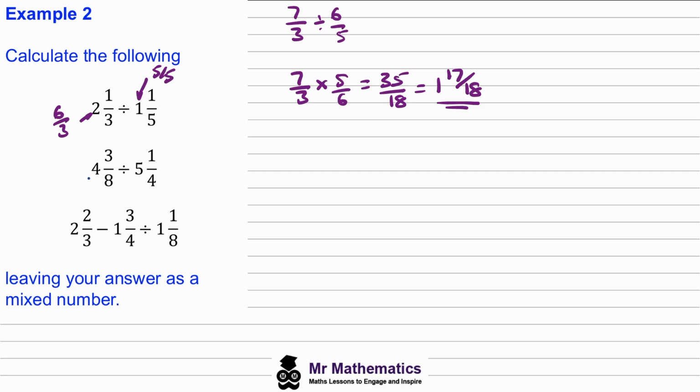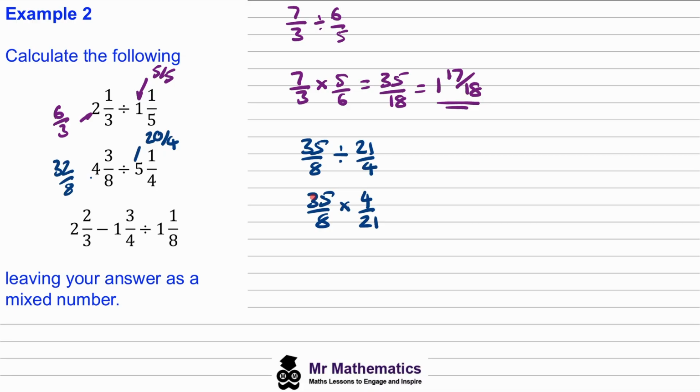If we try the next one, we know the 4 will be 32/8 plus the 3/8, so 35/8, divided by the 5, which will be 20/4, so 21/4. We're adding this quarter here. And now we need to change its divide into a multiply. So 35/8 multiplied by the reciprocal of this fraction, so 4/21.